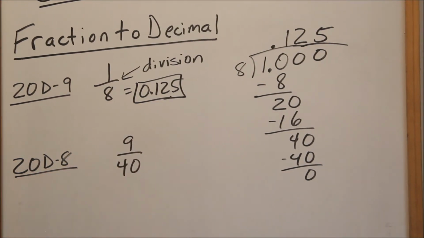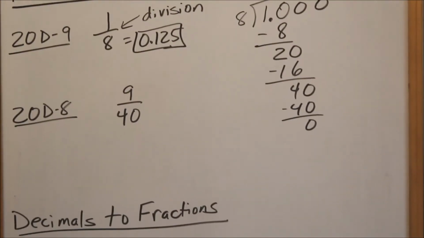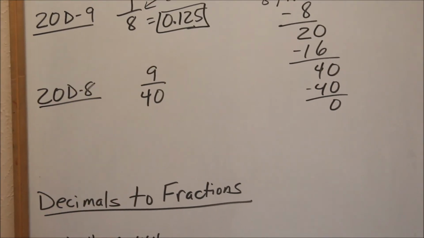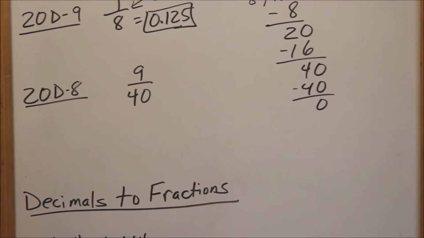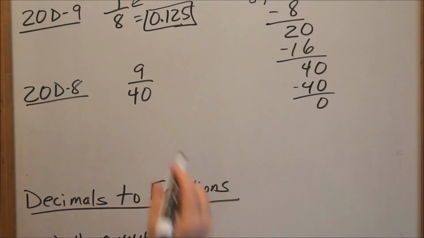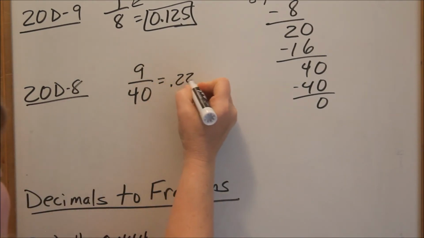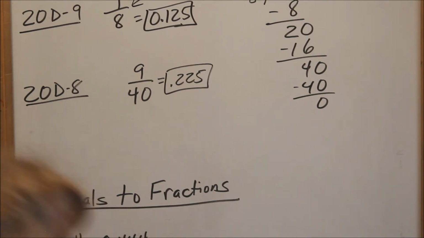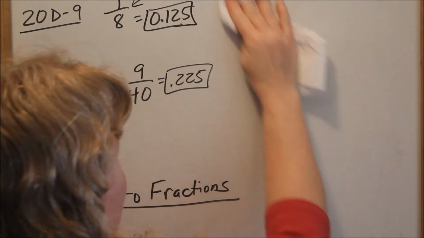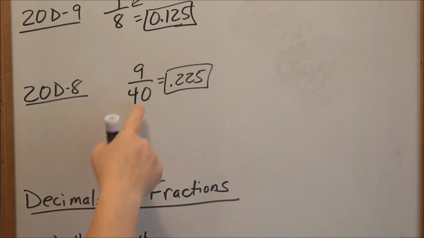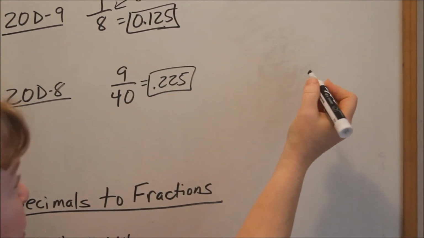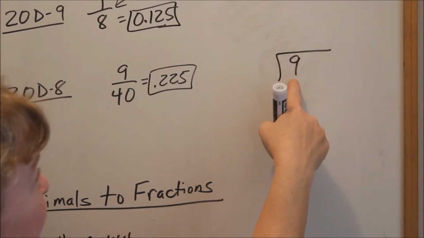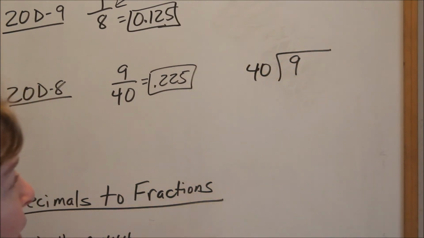Okay, look at 20D number 8, 9/40. So I'm going to do it in my calculator first. This means 9 divided by 40. So I'm literally doing 9 divided by 40 in my calculator. And that comes out to 0.225. Okay, but I'm going to do it long division just to prove to you that it will come out that way. So again, I'm okay that you use your calculator, but I still just want to remind you, long division. So it's 9 divided by 40: the numerator is under the house, 40 goes out in front.